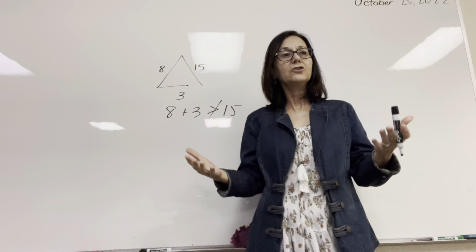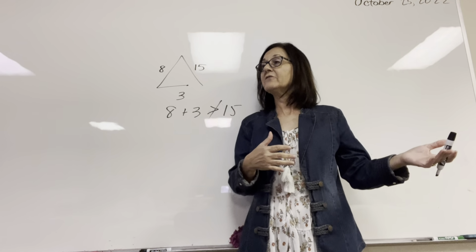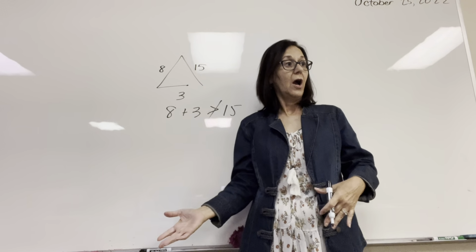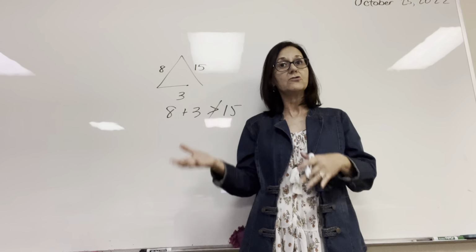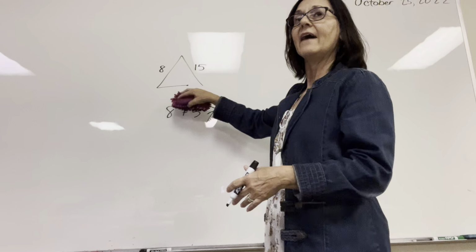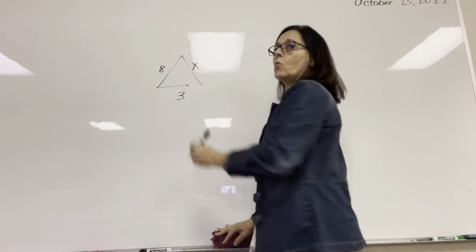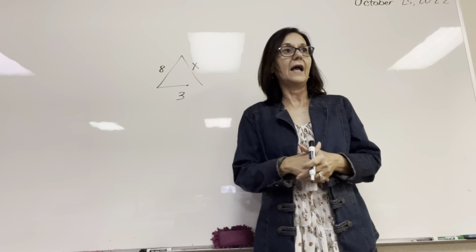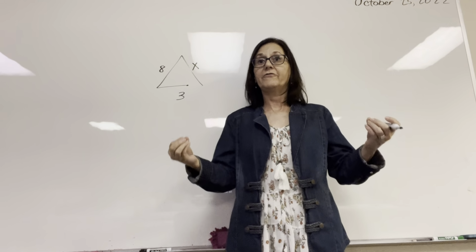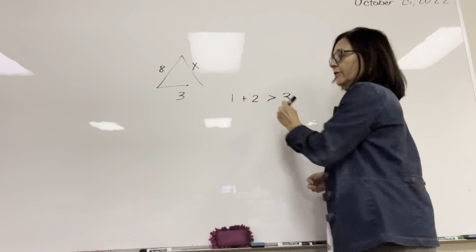So, given 2 sides of any triangle, we can ask, what would be the measure of the third side? What would be the range of the measures of the third side? So, let's think about this. If we have 8 and 3, and then maybe we don't know what the measure of that side is. We can figure out the range of measures for the side, because the sum of any two sides has to be greater than the third.